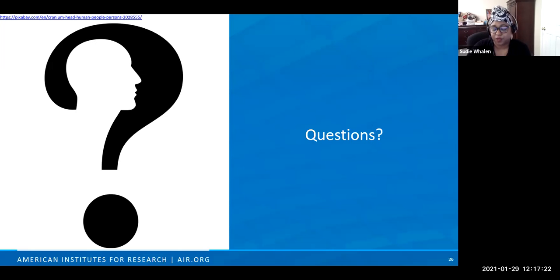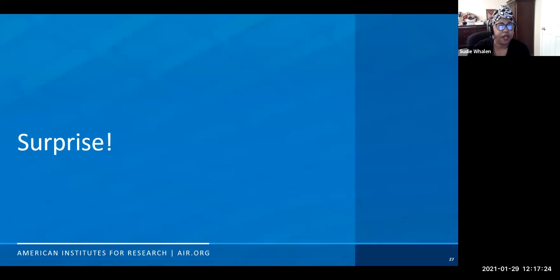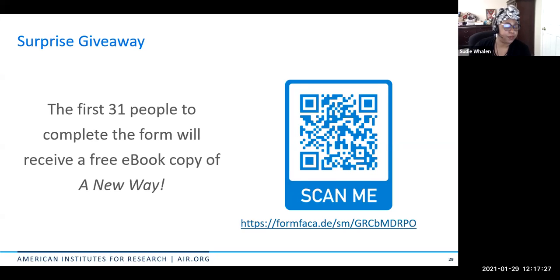All right, so I'm going to go ahead and move into our surprise then. I have a book, A New Way, written by Robert Eaker and Deborah Sells, published by Solution Tree, and it's all about implementing learning communities on college campuses. It really points out the difference between doing this in a K-12 site versus on a college campus, because they are not the same.